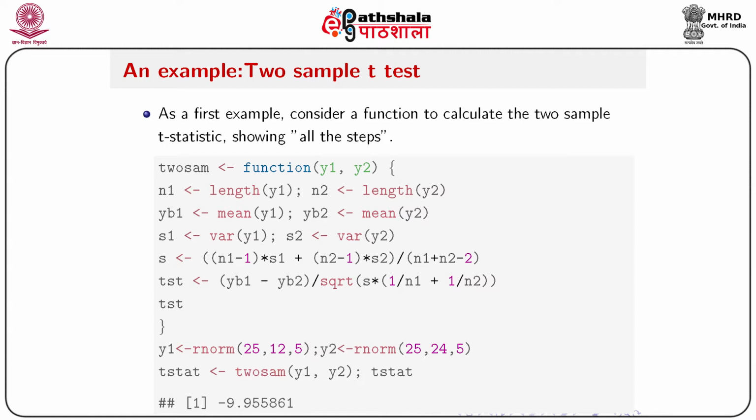Now we'll apply it. Let's generate two data sets from two normal distributions. One has mean 12 and standard deviation 5, another has mean 24 and standard deviation 5, giving y1 and y2, the two variables, and they can be passed through 2sem, the two arguments that I included there. So if you pass y1 and y2, then automatically it will give you the t statistic value.